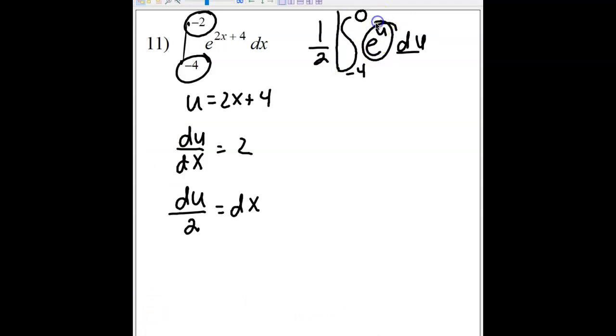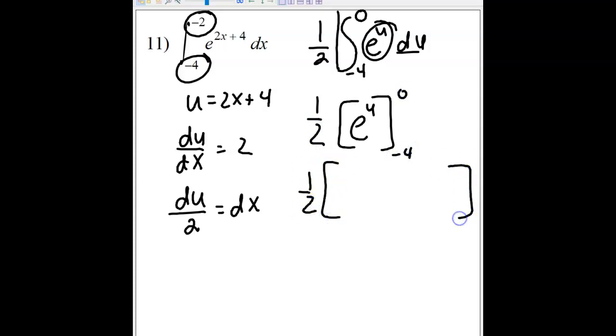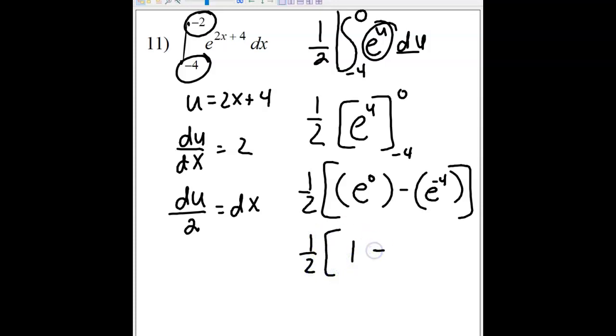The integral of e to the u is e to the u, right? That half is going to stay in the front. And we're going to plug in the numbers they give us. And e to the 0 is 1. And e to the negative 4 is 1 over e to the 4. We'll go ahead and distribute the half in there now.